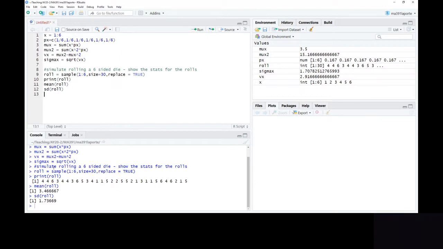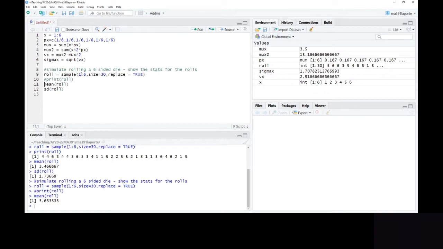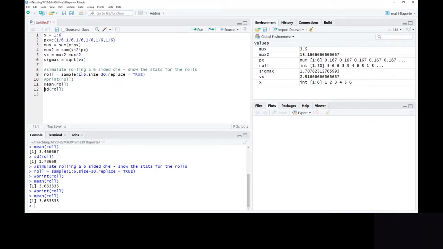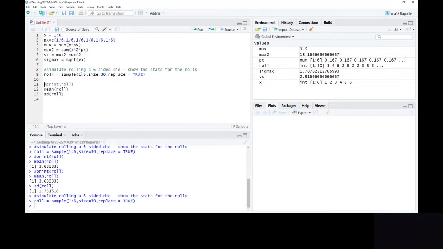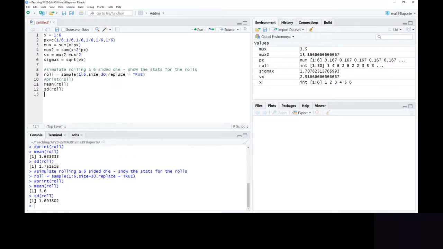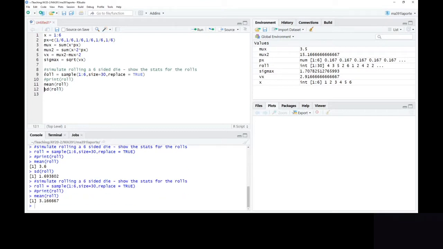Well, how could we get closer to it? So right now I'm at 3.46, which is pretty good. I'm going to take out this print so we don't need to see it every time. I'm going to do another one, and I get 3.63 and a standard deviation of 1.75. So we see that every time I do 30 rolls, I get something different. And you do it again, 3.16. Yeah, that wasn't great if you're looking to get as close to 3.5 as you can.